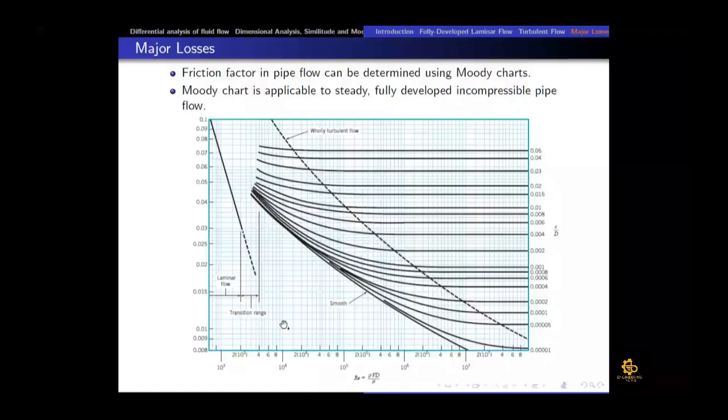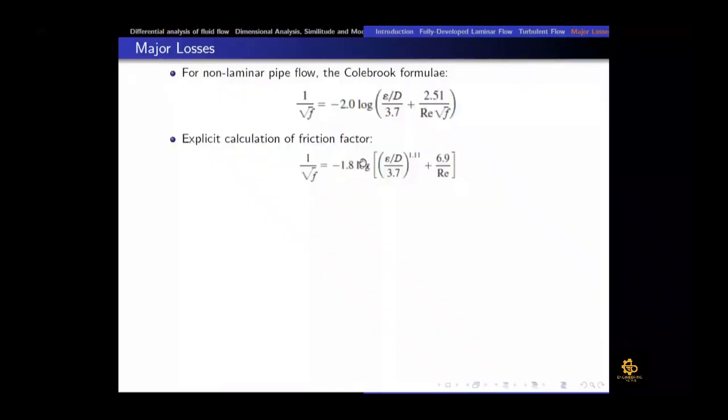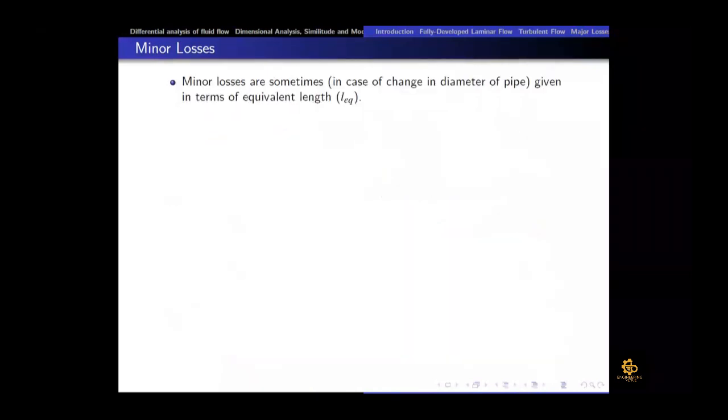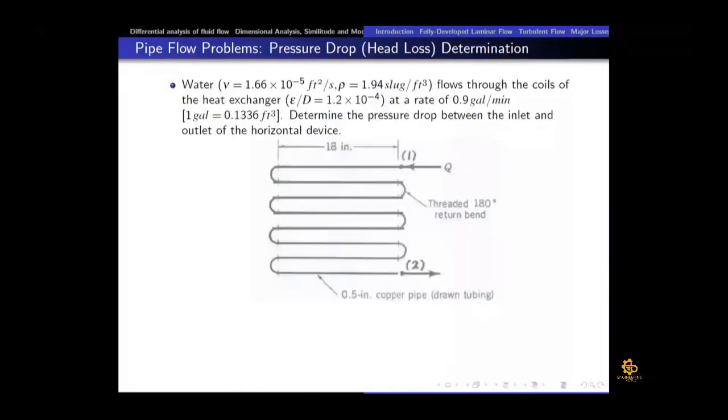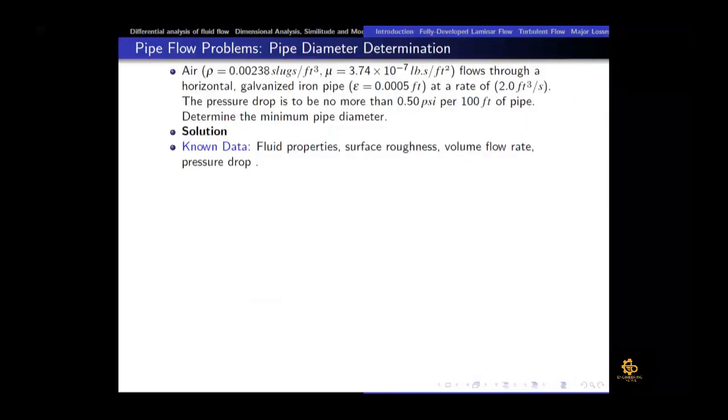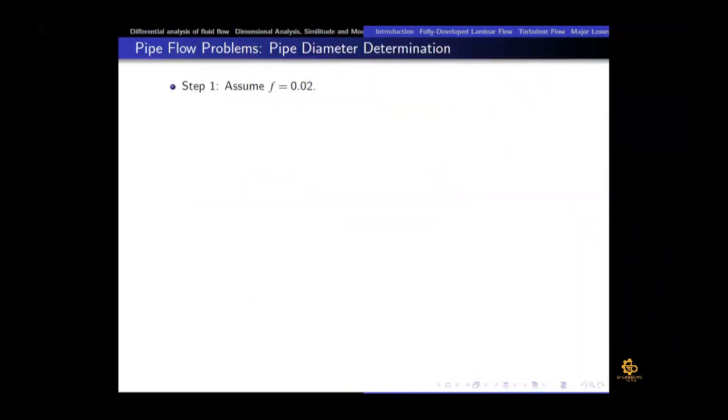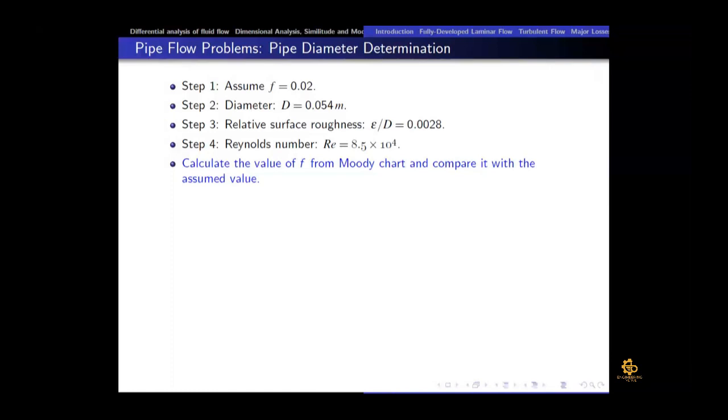So it would be in between 0.025 and 0.03, or you can equally use this Colebrook relation to calculate the value of friction factor. So if we calculate the value, that would be in between 0.025 and 0.03. So we can see that from the Moody chart. Once we get that value, if it is equal to 0.02, then we can stop the iteration.